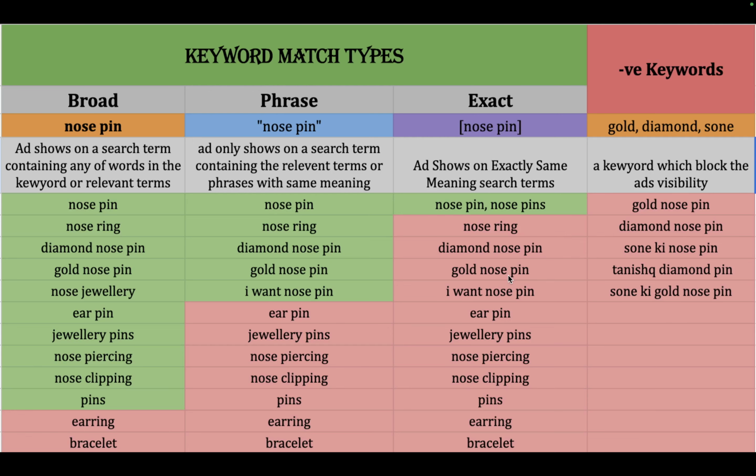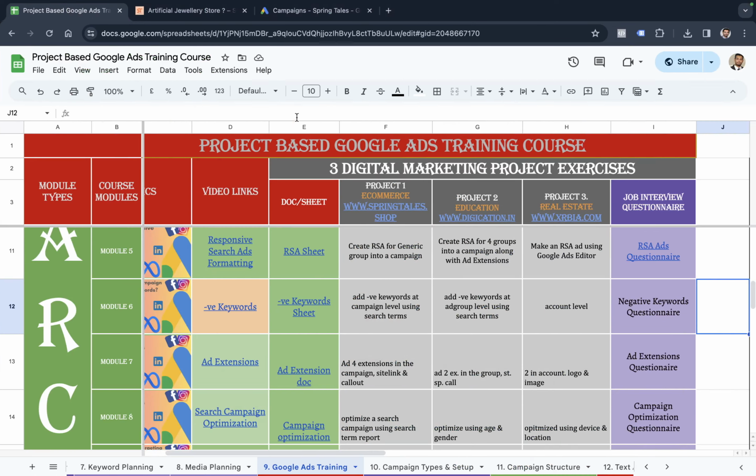Now, let's come back into this sheet which talks about the keyword match types. So usually whenever we make any search campaign, we add our keywords in phrase matches. Majority of the times we are adding in phrase matches. So let's take an example.